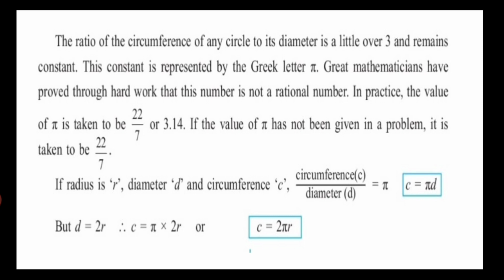If the radius is r, diameter d and circumference is c, then circumference c upon diameter d is equal to pi. And therefore circumference formula is c is equal to pi d. See, this pi value is 22/7, that means 3.14. And d is equal to 2r. We all know that diameter is double the radius. So c is equal to pi multiplied by 2r, or c is equal to 2 pi r. So this formula we are using to solve the sums.